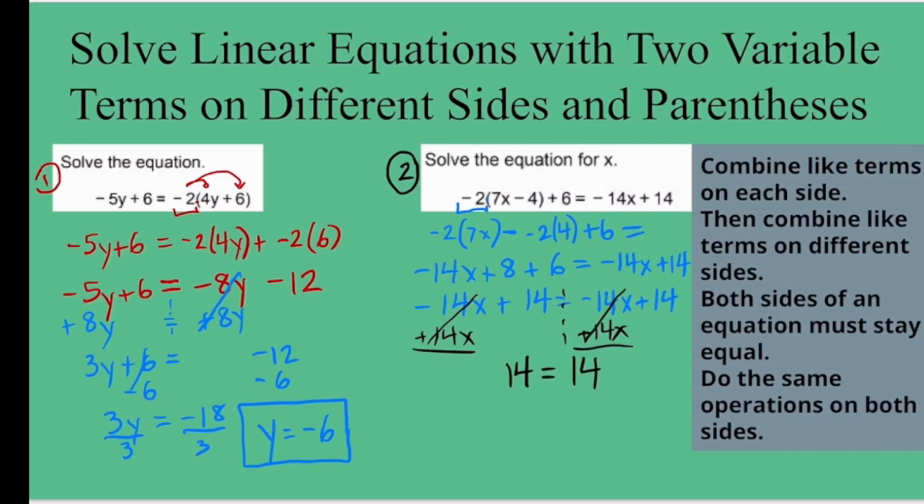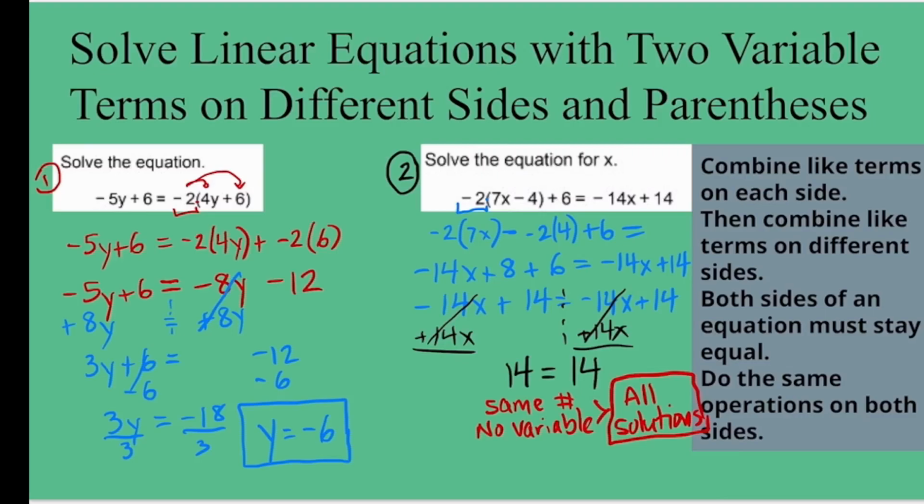This is a special case. Because both of these have the same number and there is no variable, we say your answer is all solutions. That means any number will work for this problem. You can plug in any x value and it will make the left side equal to the right side all the time, every time.